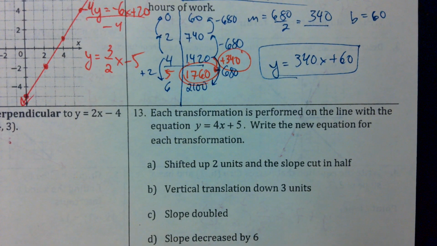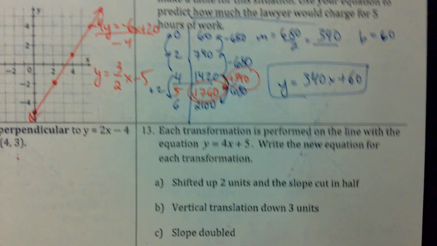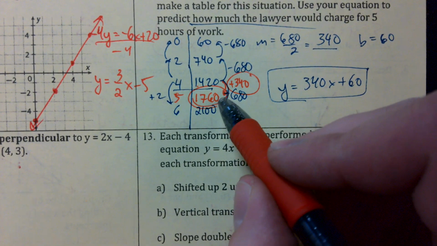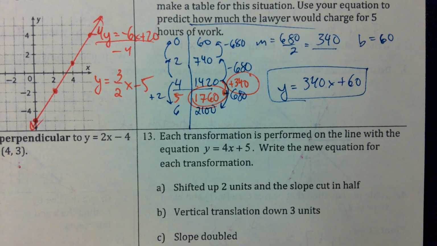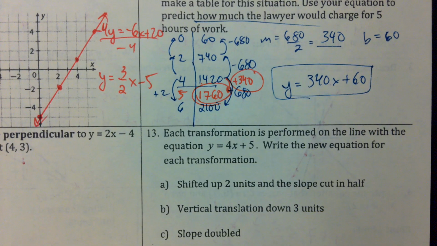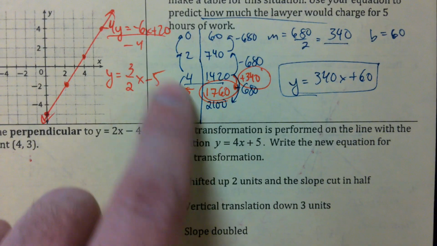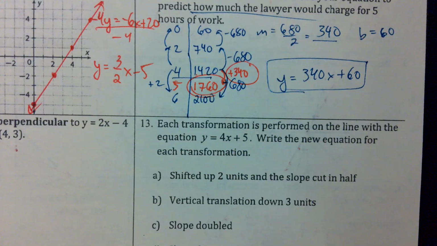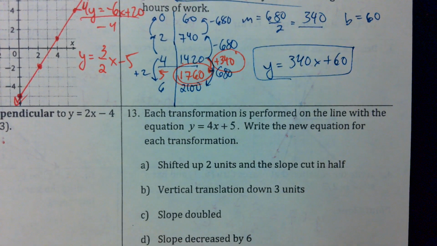Again, I don't care which way you do it. I've got to see one of those ways, or if you have an even cooler way, you can do that. All right? Does that make sense how I split the table? I just cut the change in y in half. The slope was always 340.